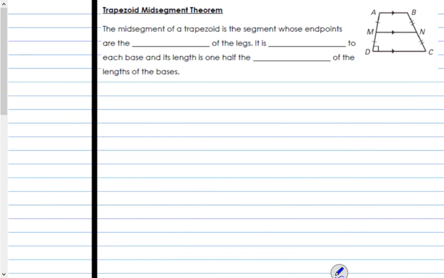Let's move on to the trapezoid midsegment theorem. The trapezoid midsegment theorem says that the midsegment of a trapezoid is the segment whose endpoints are the midpoints of the legs. So they're in the middle of the legs. It is parallel to each base, and its length is 1/2 of the sum of the lengths of the bases. So kind of like the midsegment of the triangle.